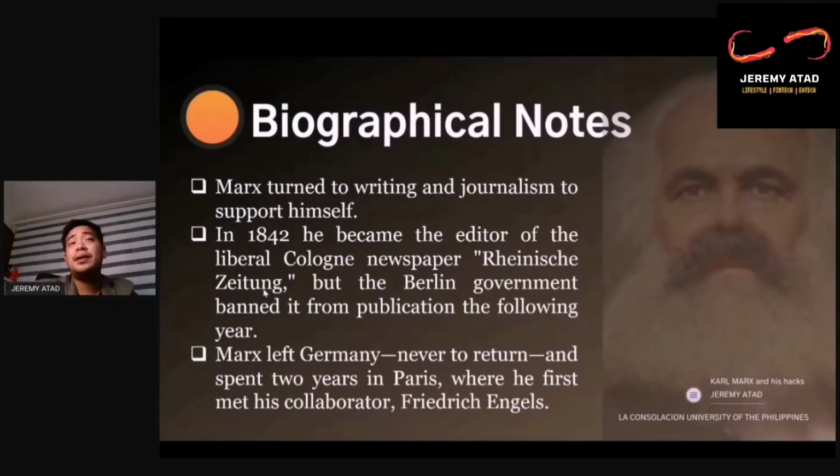So Marx turned to writing and journalism to support himself. In 1842, he became the editor of the liberal Cologne newspaper, Rheinische Zeitung, but the Berlin government banned it from publication the following year. Marx left Germany, never to return, and spent 2 years in Paris, where he first met his collaborator, Friedrich Engels.